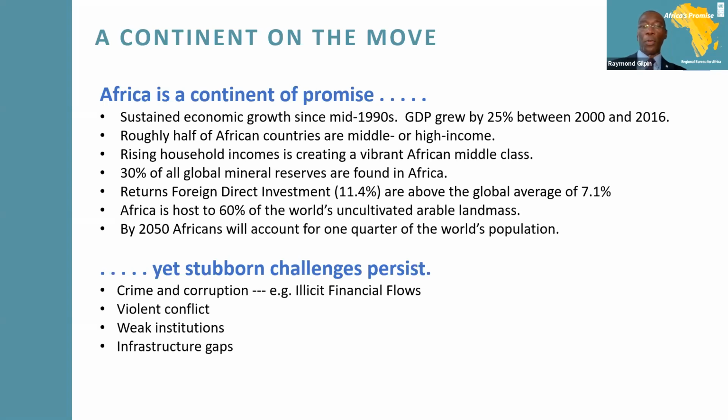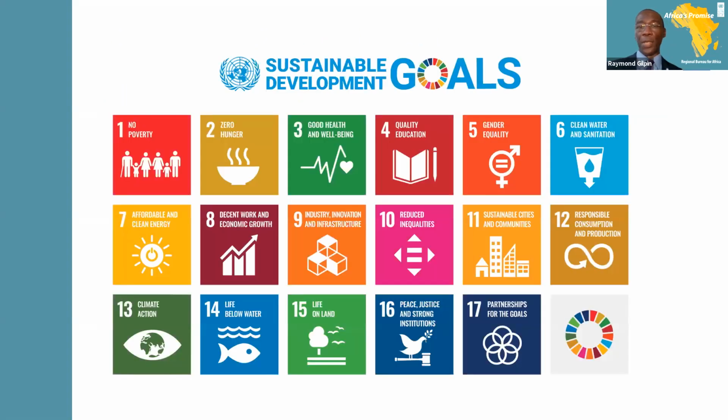In spite of all of the promise, a lot of stubborn challenges persist. Crime and corruption, for instance. Just a couple of weeks ago, the United Nations Conference on Trade and Development released a report that showed that illicit financial flows out of Africa total $89 billion every year. Violent conflict remains a problem, as do weak institutions and infrastructure gaps.